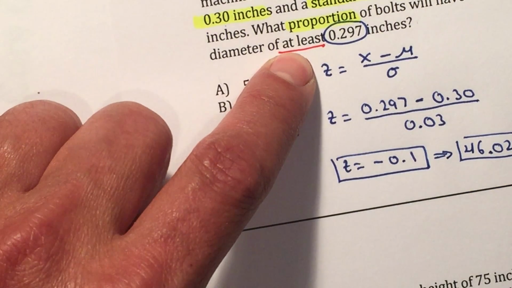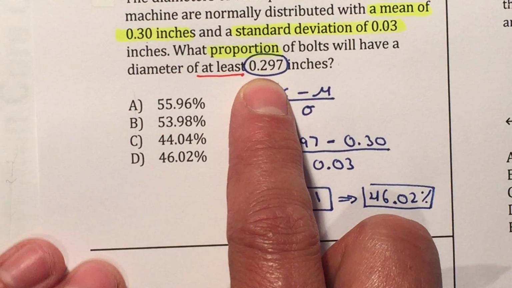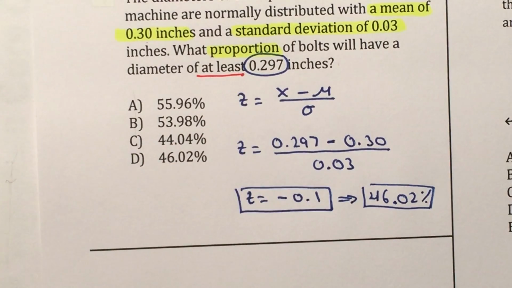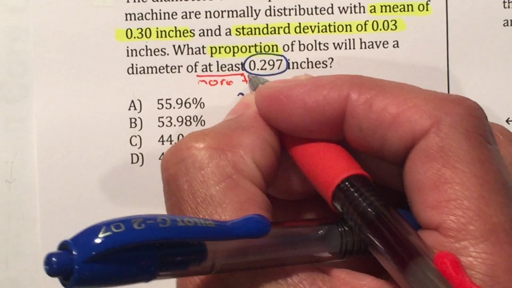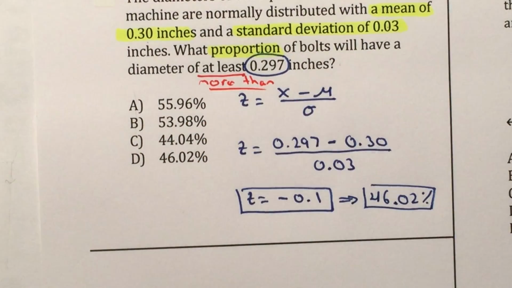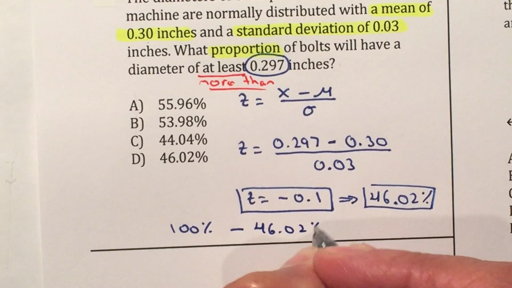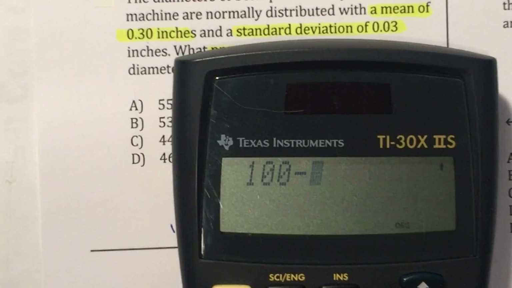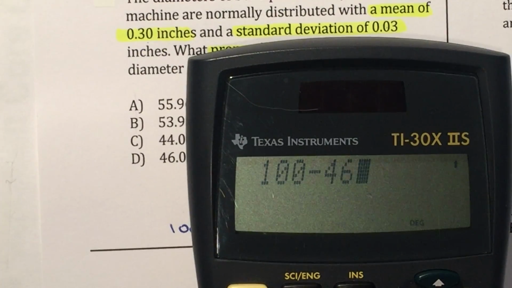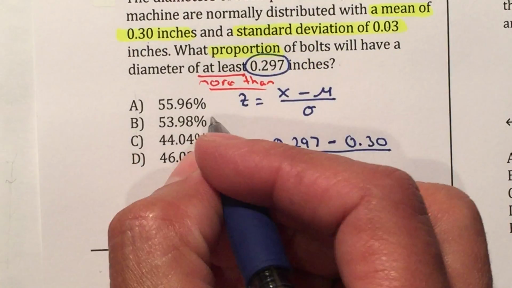And if it says at least, that means that you want it to be 0.297 or more. So whenever you think the word at least, that means that it's more than or equal to. So therefore, I take 100% minus 46.02% to get my answer. It'll be 100 minus 46.02, and my answer will be 53.98, which is letter B.